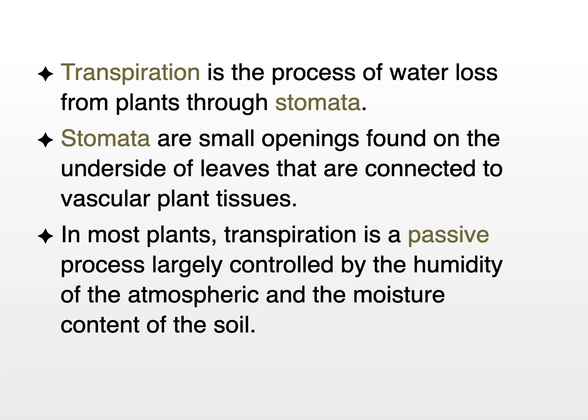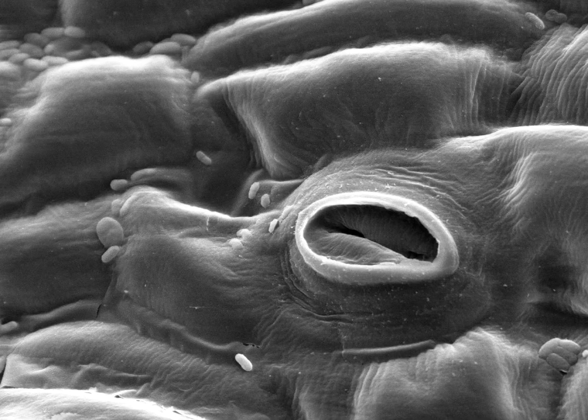For most plants, transpiration is controlled by the humidity of the atmosphere and by the amount of moisture in the soil. If you run out of moisture, you can't transpire anymore. And if the atmosphere is saturated with water, very little transpiration will take place. So here's a stomata, a close-up picture of it. Quite a scary looking thing.